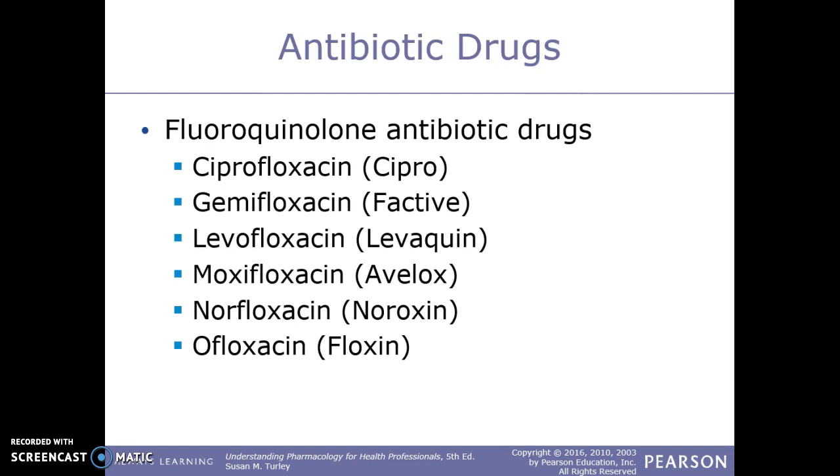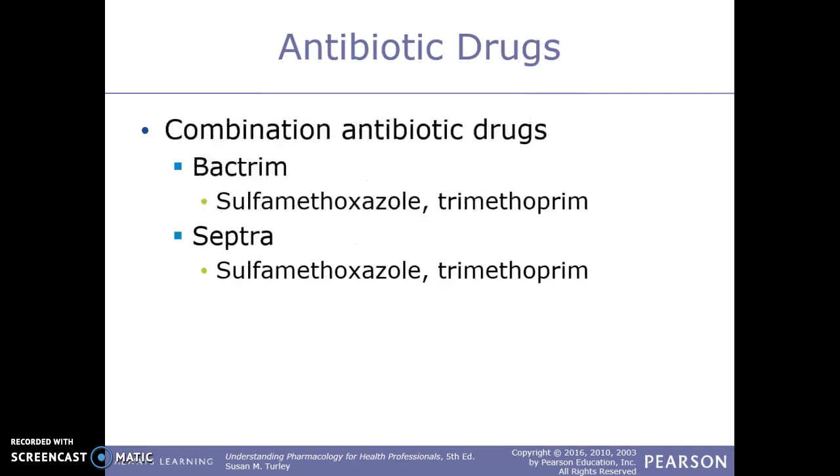And then we get into a couple other smaller categories, the macrolides and the ketolides. So you'll see things like azithromycin; Zithromax is one that you may see. And then we've got some combination antibiotic drugs. So Bactrim and Septra, like we said before, was a good example of a combination drug.